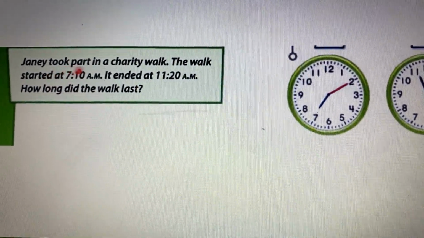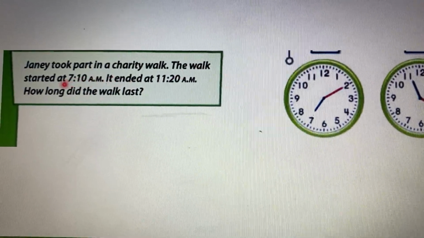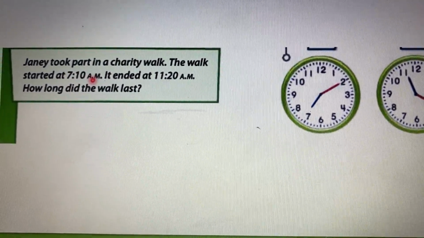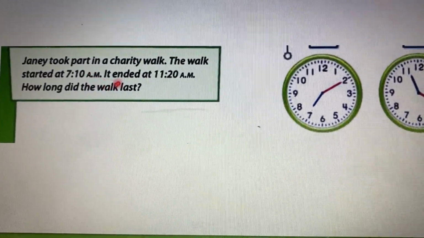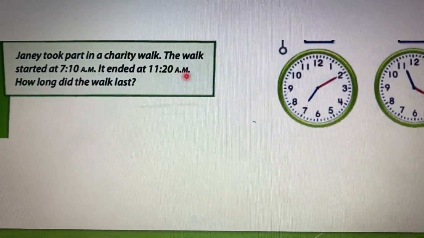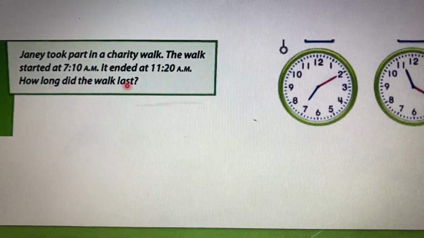Jenny took part in a charity walk. The walk started at 7:10 a.m. That means in the morning. It ended at 11:20 a.m. So also in the morning. How long did the walk last?